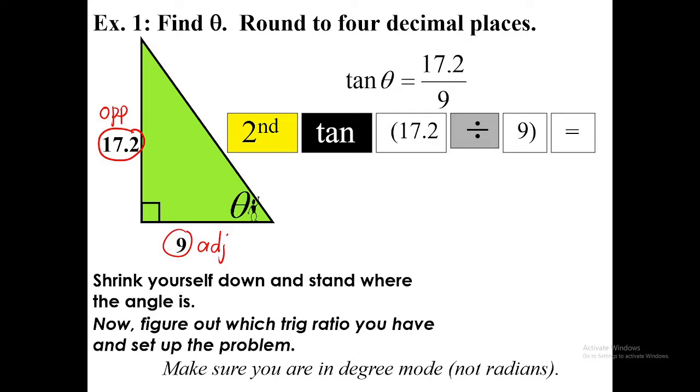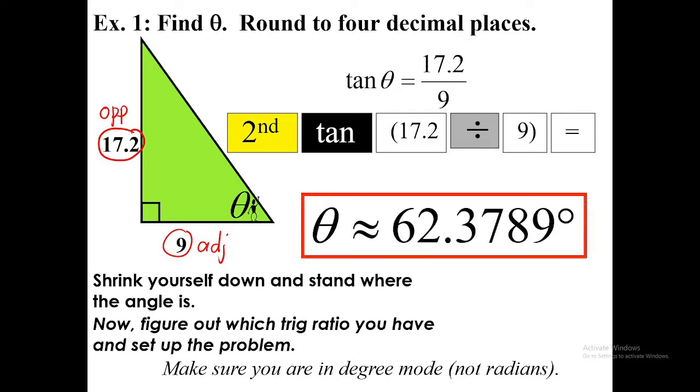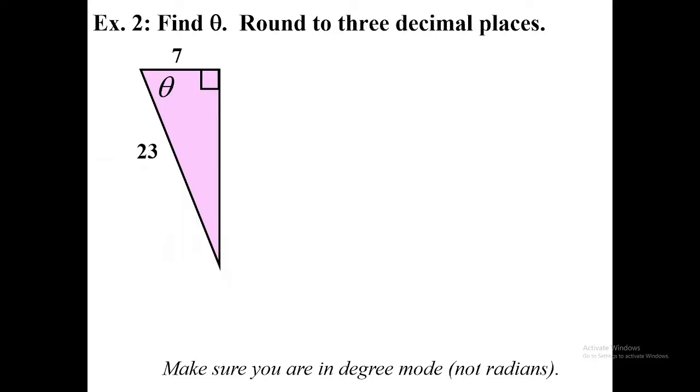62.4. In 4 decimal places, is it 62.3789? Yes, sir. Okay. So it's stated here 4 decimal places. Let's just follow that. Okay? Let's have another problem. This one. Find theta in 3 decimal places.